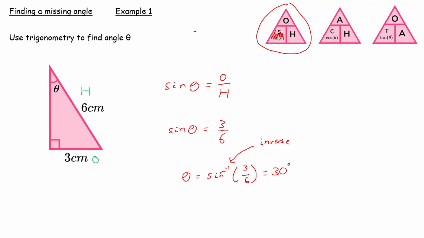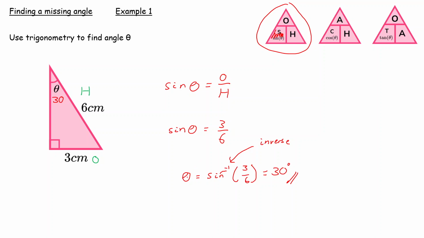You'll see on the previous video that this is an exact value, exactly 30 with no decimal, which is a special trig value you'll see later on. But anyway, the missing angle here, theta, is equal to 30 degrees. So it works in the same way as before: you get your triangle, you label it, you then choose your formula, and then you put in your values.